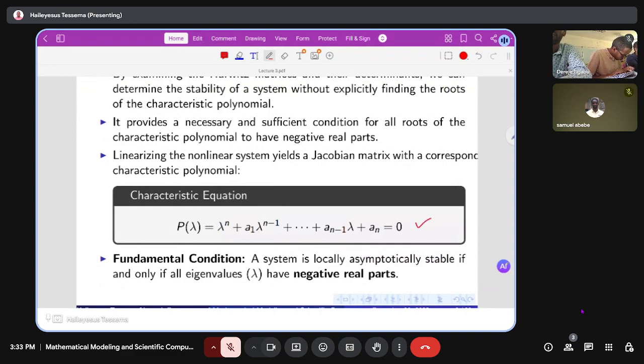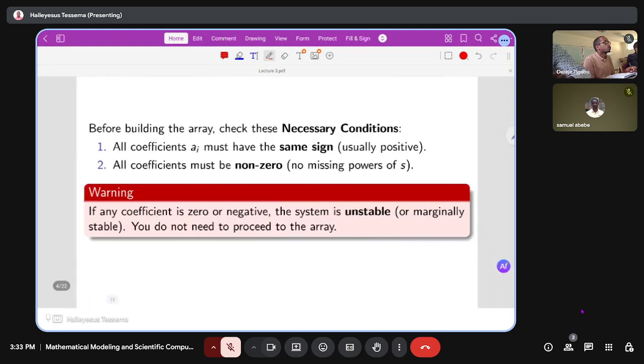It has the form p of lambda equals lambda to the power of n plus a1 lambda to the power of n minus 1 plus, like that, and the last term is a constant term. So the fundamental point is that the Routh criteria shows the local stability of the equilibrium point by showing the eigenvalues are negative. It shows only the local stability, not the global stability of the given equilibrium point.